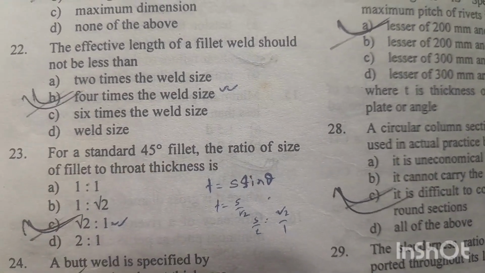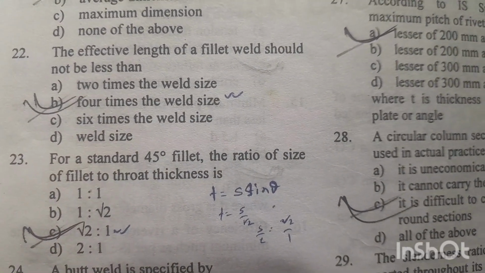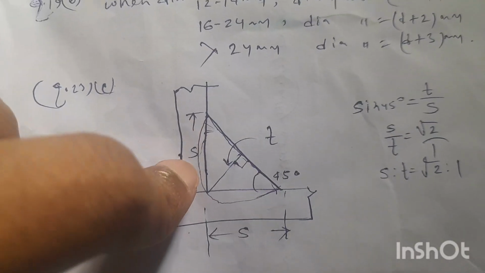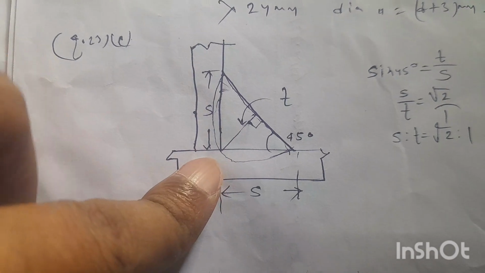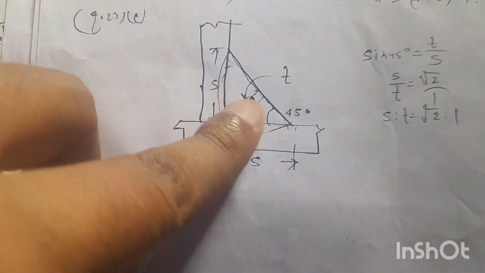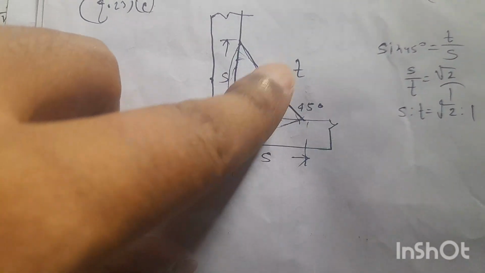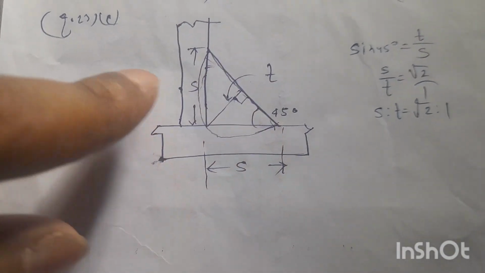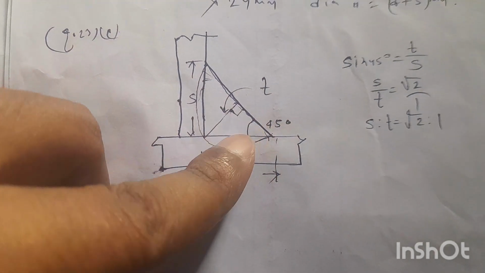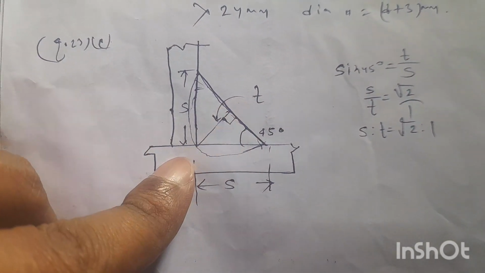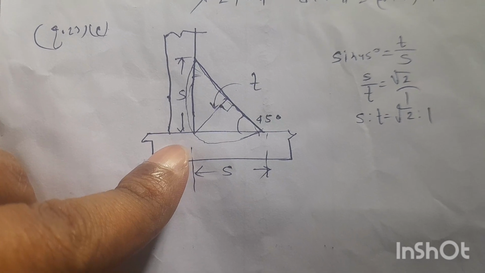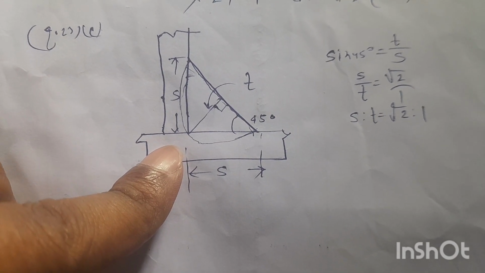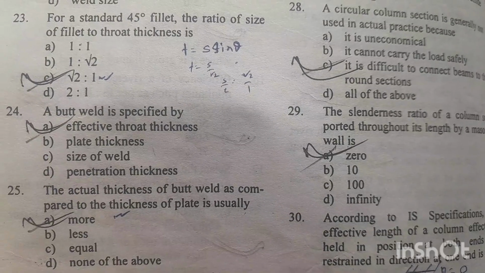Question number 23. For a standard 45 degree fillet, the ratio of size of fillet to the throat thickness is. This is the two plates connected by fillet weld. Okay, so this is the throat thickness. This is the size of the weld S. So this is 45 degree, this is 90 degree. So sin 45 degree will be T by S. So S by T will be equal to root 2 by 1, or S is to T equal to root 2 is to 1. So option C is right answer.